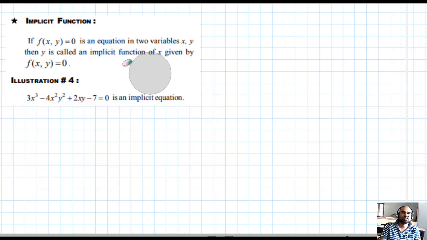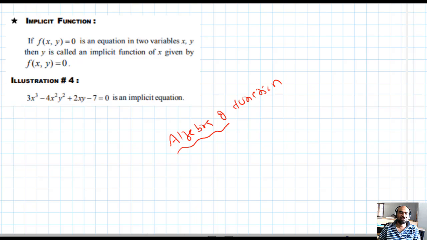Okay students, our next concept is algebra of functions. First of all, I want to explain the meaning of algebra of functions: applying 4 fundamental operations on functions.